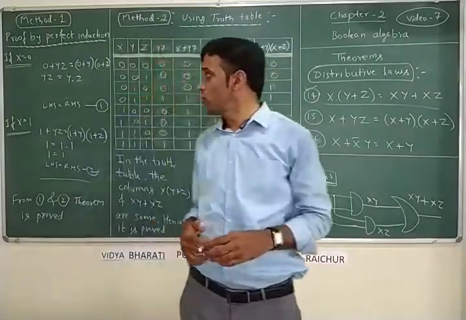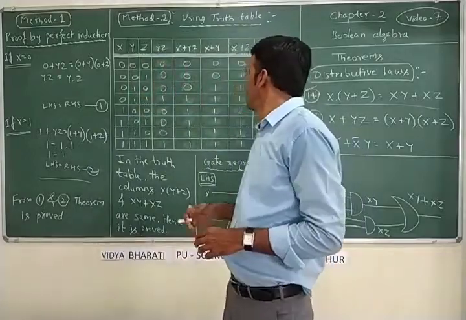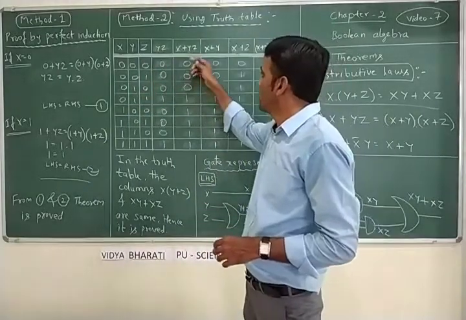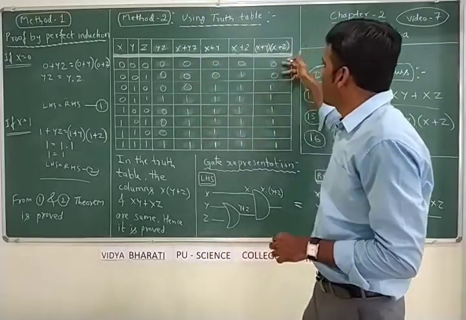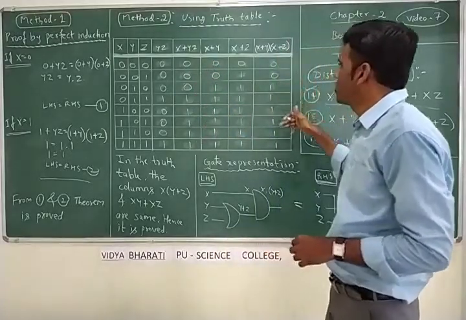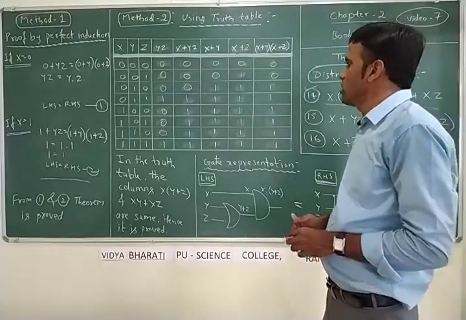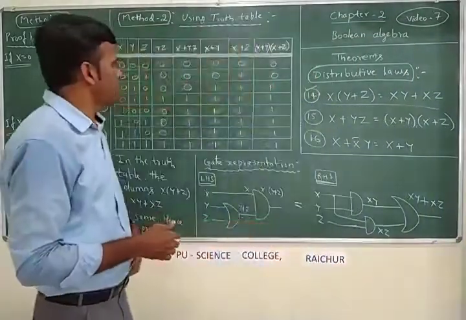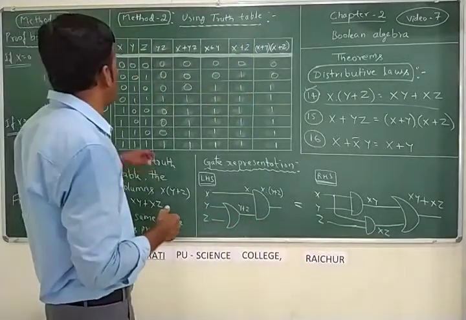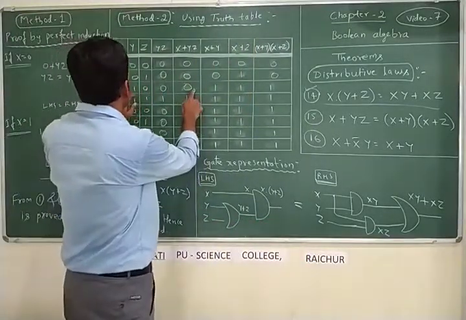Okay. So now check it. This column x plus yz has 3 zeros and 5 ones. We are having 2 zeros and 6 ones. So somewhere I made a mistake here. So where is it? x plus yz.